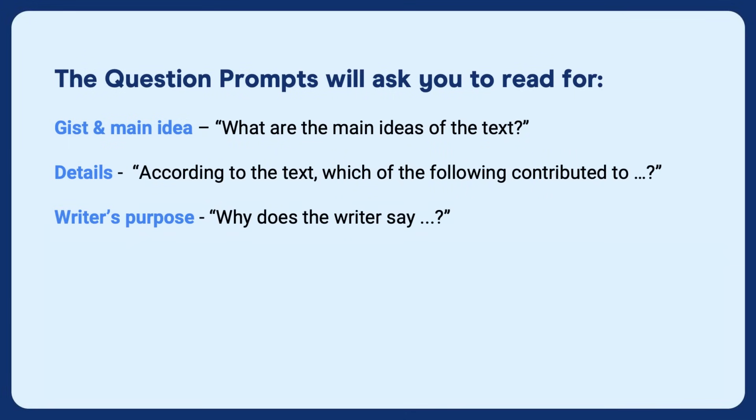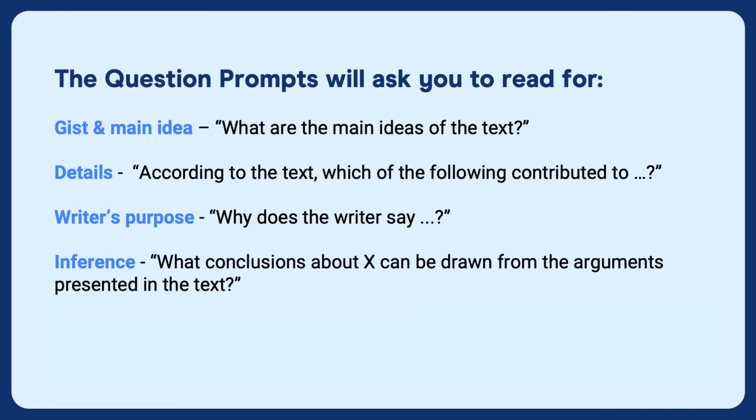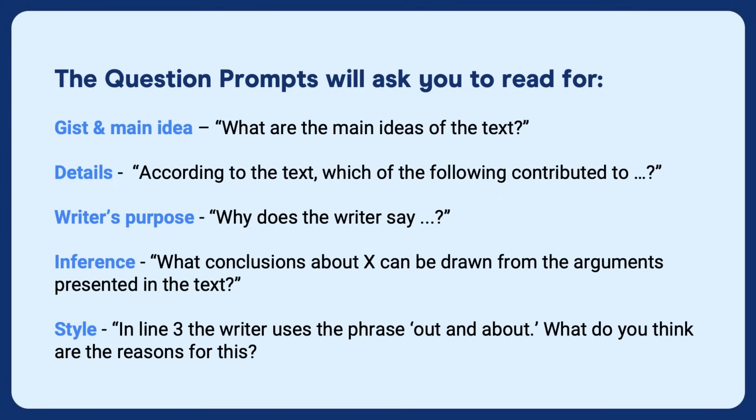Or you might have to read for the writer's purpose. For example, the question prompt might say, why does the writer say blah, blah, blah? You may have to read for inferences. What conclusions about blah can be drawn from the arguments presented in the text? Or you might have to read for style. In line 3, the writer uses the phrase out and about or something like that. What do you think are the reasons for this?